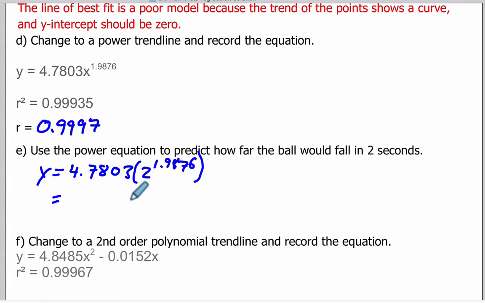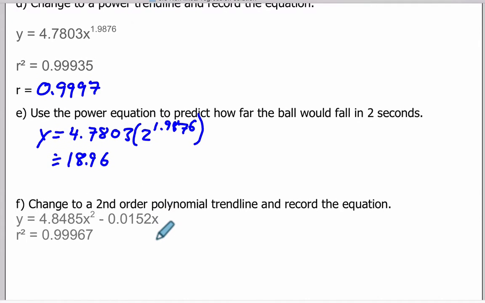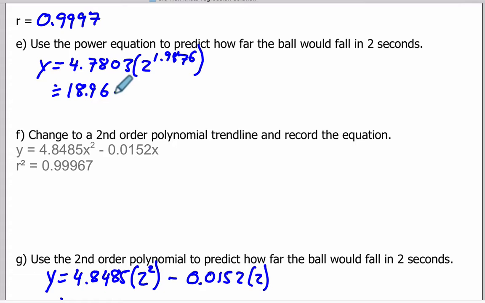And if you sub into a calculator, when we sub into the equation for x equals 2, we do 2 to the power of 1.9876. And if you don't have a scientific calculator, you have to do that operation first, put it in brackets, and then multiply by 4.7803. And you should get an answer of approximately 18.96. So that means that after 2 seconds, the object will have fallen about 19 meters.